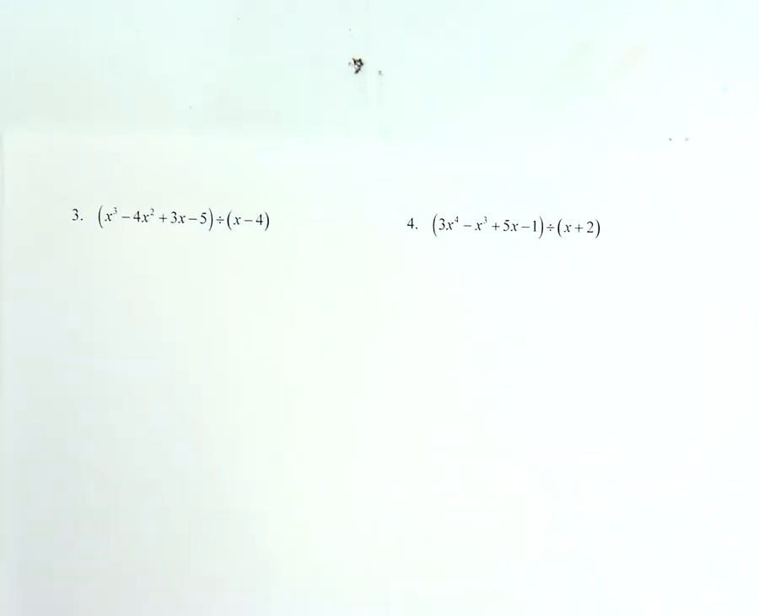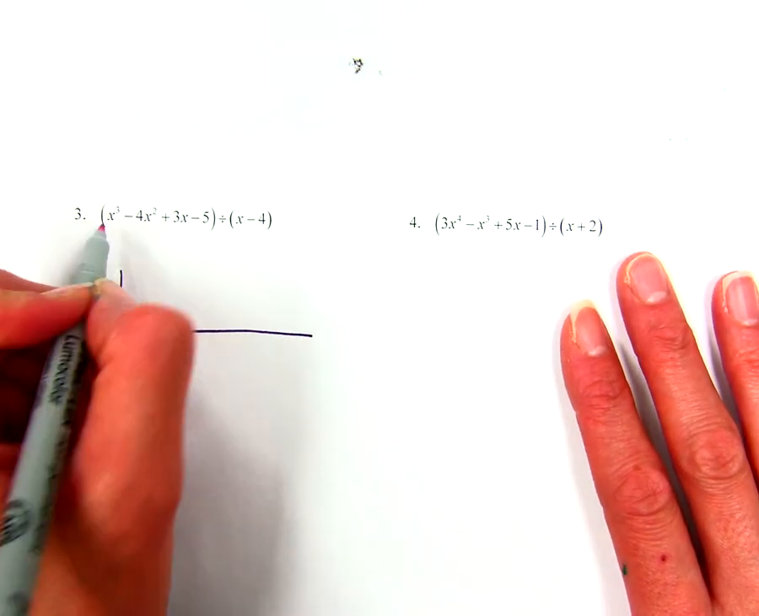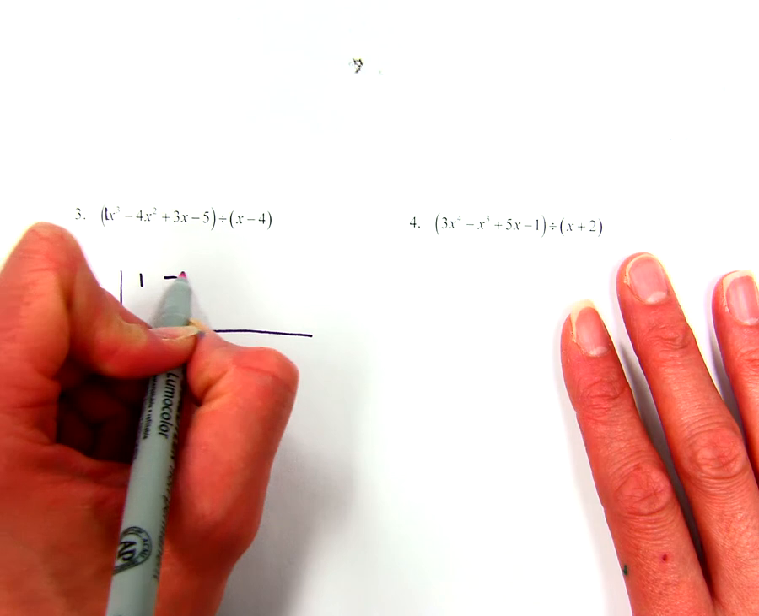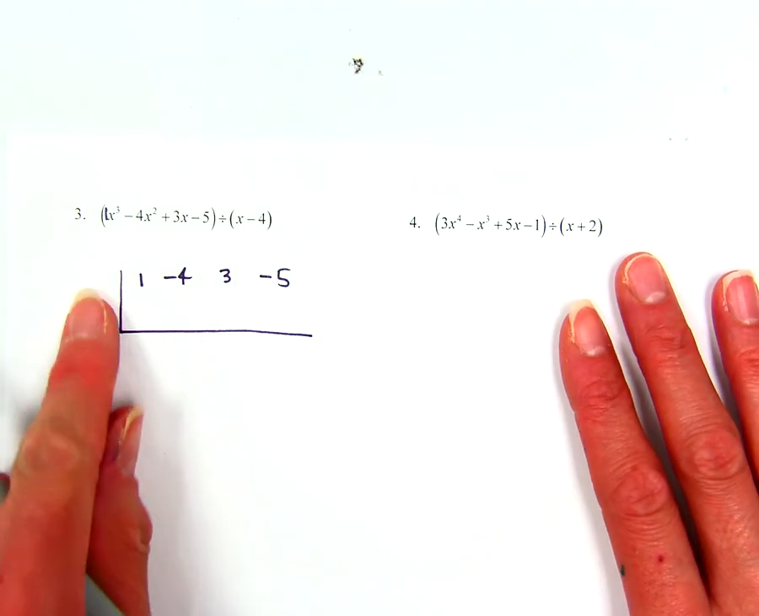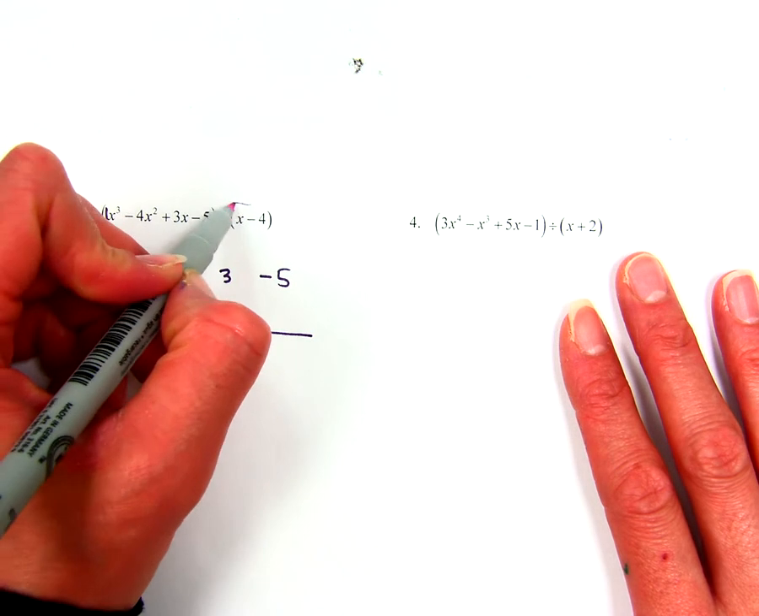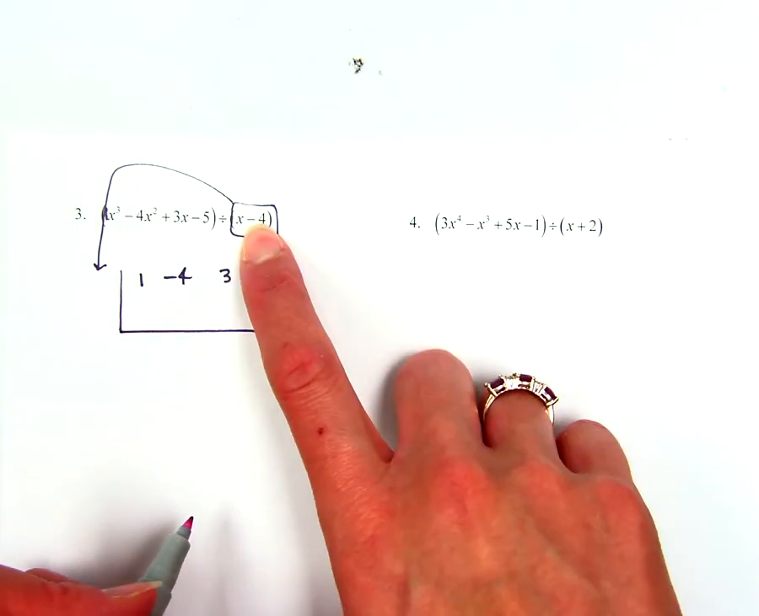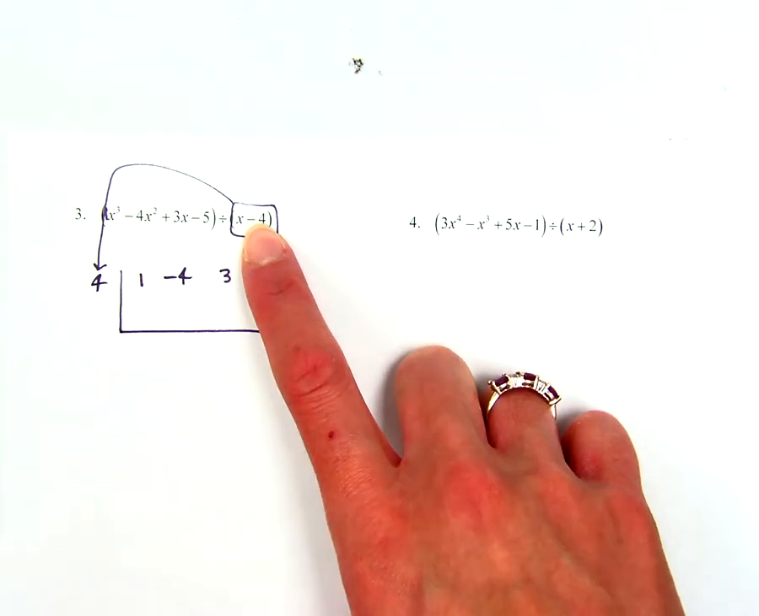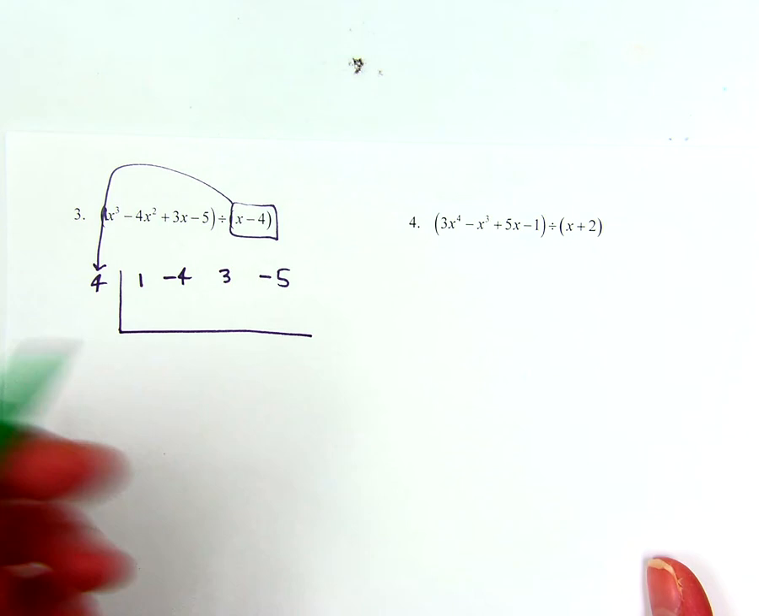It's x cubed, right? So I'm going to write down all my coefficients: 1x cubed, negative 4x squared, 3x, and negative 5. On the outside, this is what makes x minus 4 equal to 0. A fast way to think of it is this says negative 4, do the opposite. That's plus 4, because 4 minus 4 will give me 0.